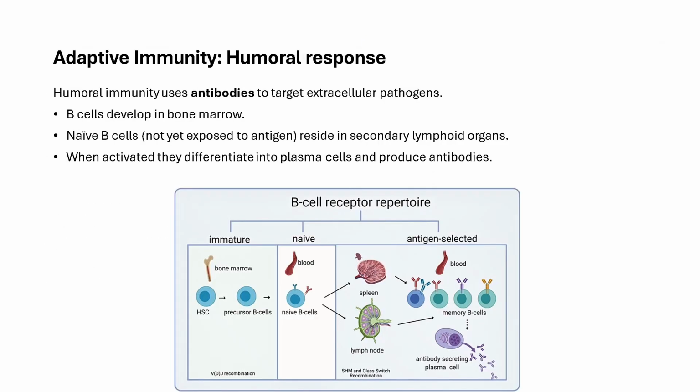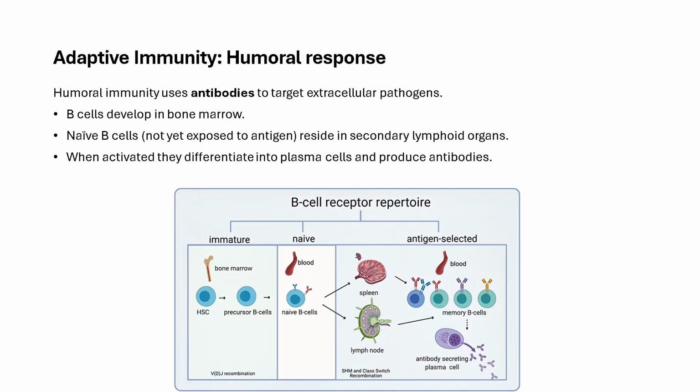Humoral immunity uses antibodies to target extracellular pathogens. So B lymphocytes develop and mature in the bone marrow. They then reside in the secondary lymph nodes. A naive B cell is one that hasn't been exposed to an antigen yet. After it becomes exposed, it becomes activated and differentiates into plasma cells, which produce antibodies.